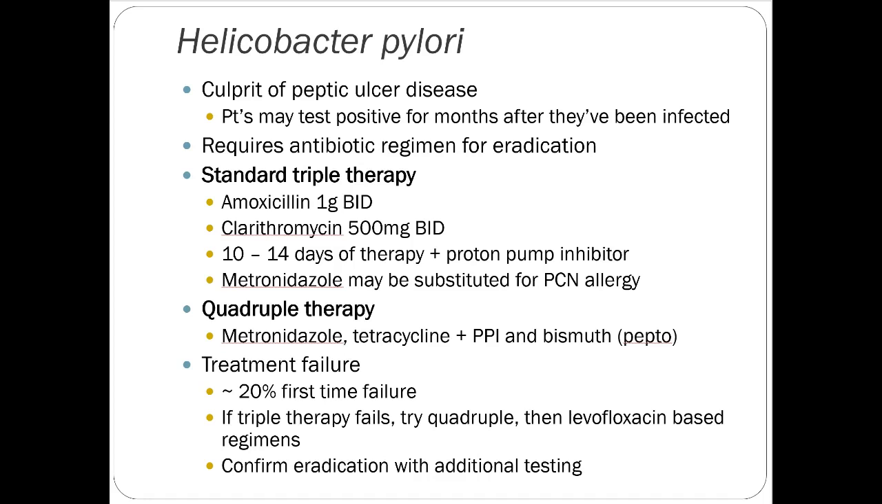If triple therapy fails, try quadruple. And then there are some levofloxacin-based therapies after that, which I won't get into. But quadruple therapy is really annoying because you're taking tetracycline and the PPI, and they actually recommend bismuth subsalicylate, which is Pepto-Bismol. And that actually has some topical antimicrobial properties as well. But you have to take tetracycline and the Pepto 4 times a day, in addition to the PPI twice a day and the metronidazole twice a day.